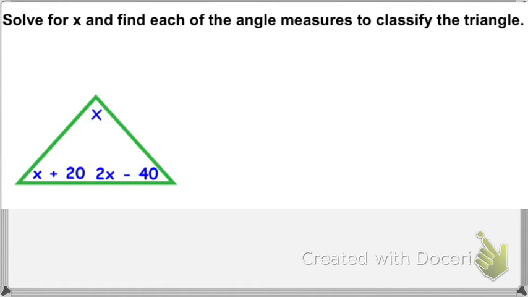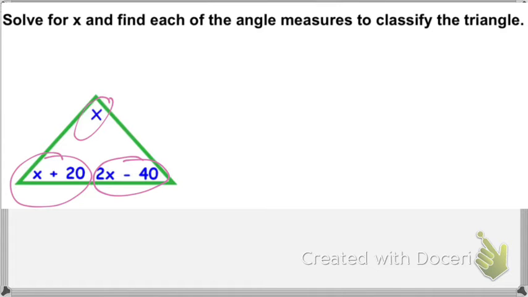So we have this triangle here, and I want us to solve for x and find each of the angle measures to classify the triangle. I know this angle at the top is x degrees. I know this angle at the bottom left is x plus 20 degrees. I know the angle at the bottom right is 2x minus 40 degrees. Does anyone happen to have an idea of what I could do to help find these angles?